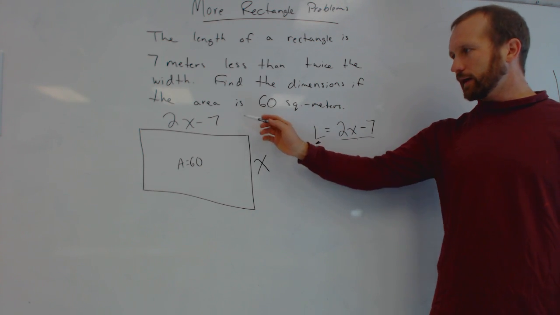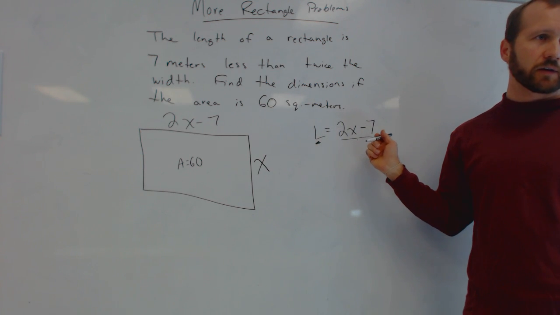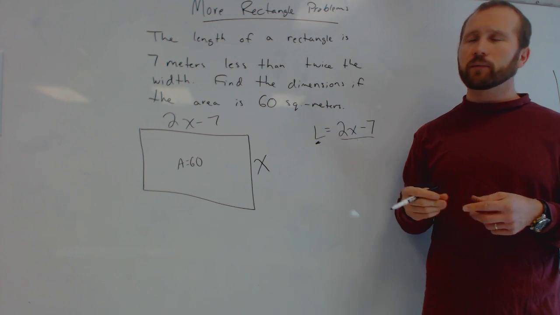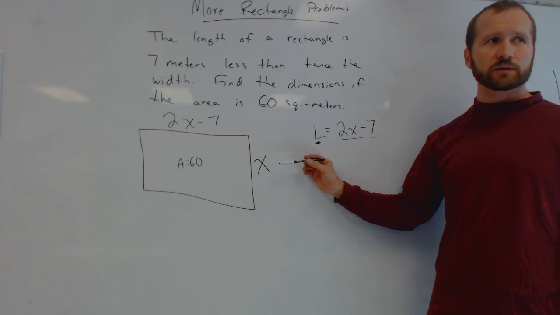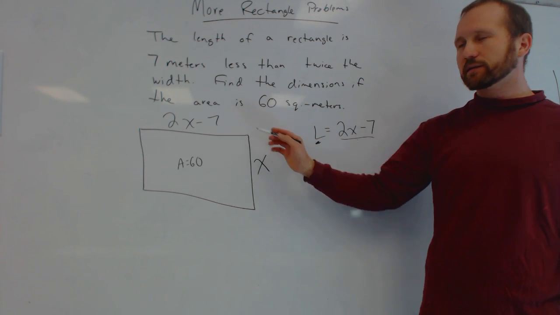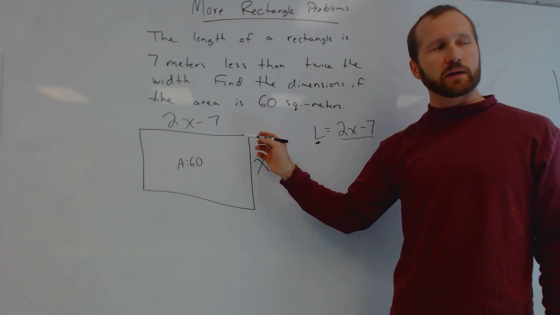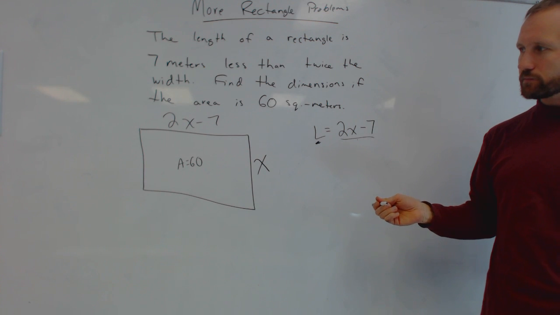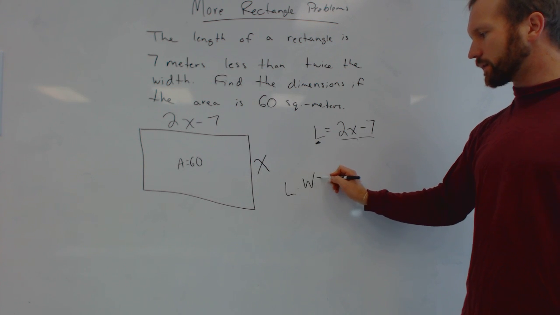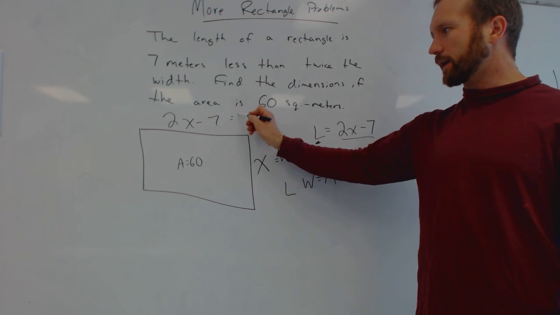I could have written L and W, and then I could have said L equals 2w minus 7, and I could have used that as well. So there are many ways to solve this type of problem, but I think this is the easiest way. Before we do anything else, we figure out what both sides of the rectangle are in terms of x. So I know this side is x, and this side is 2x minus 7. Then I can use my area formula. So again, the length times the width equals the area.